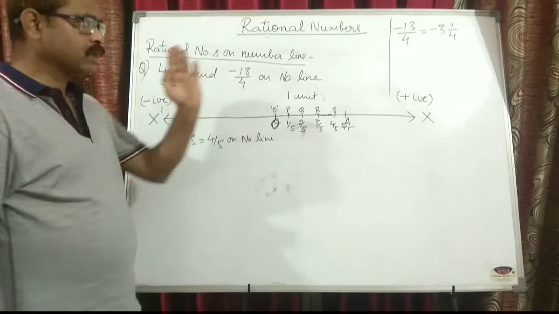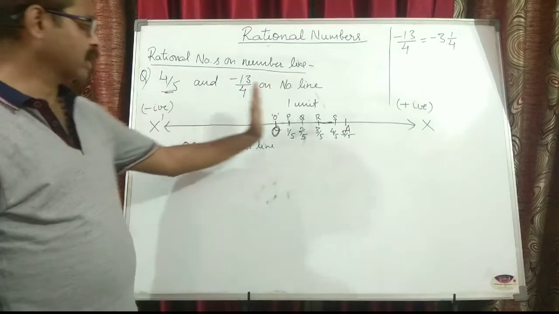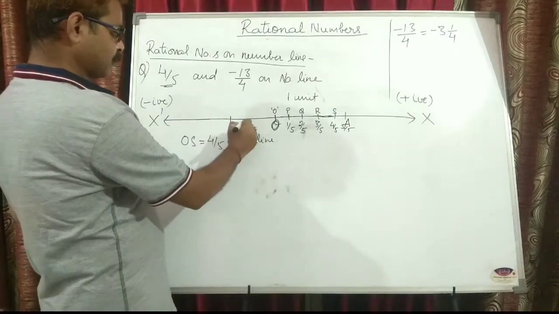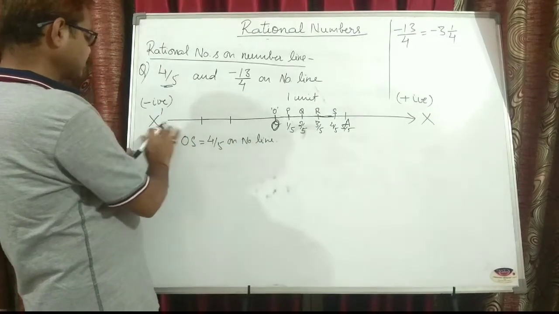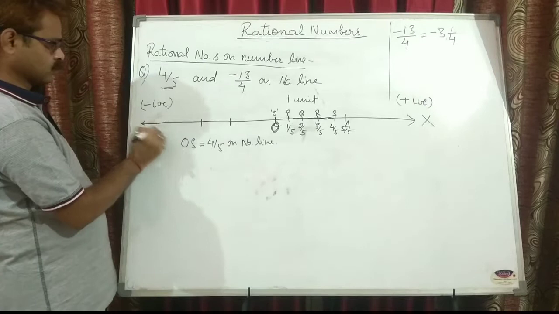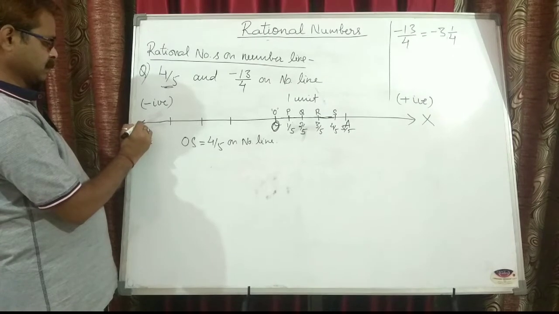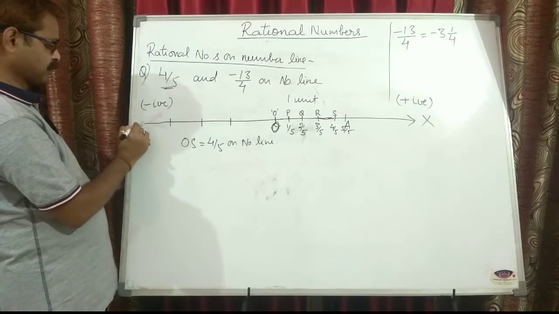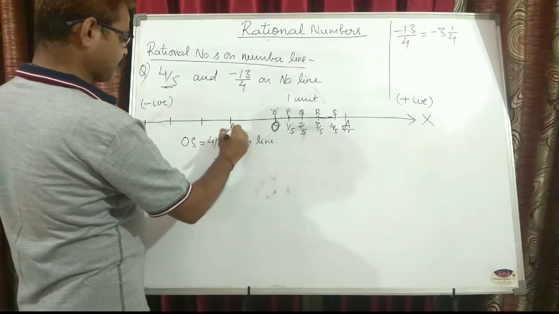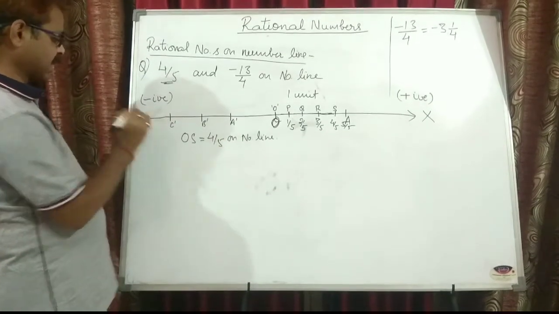So you know that minus 3 will be lying to the left of the O point. So I am taking, let this be 1 unit, 2 units, let this be 3 units, and let this be 4 units: A dash, B dash, C dash, and D dash.